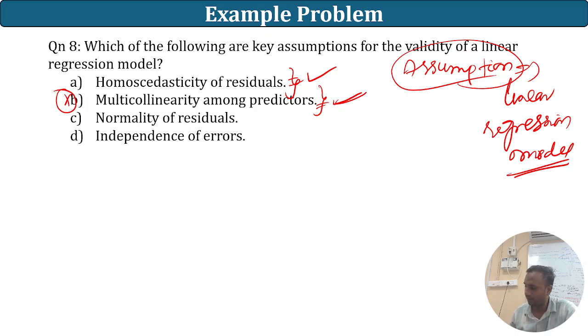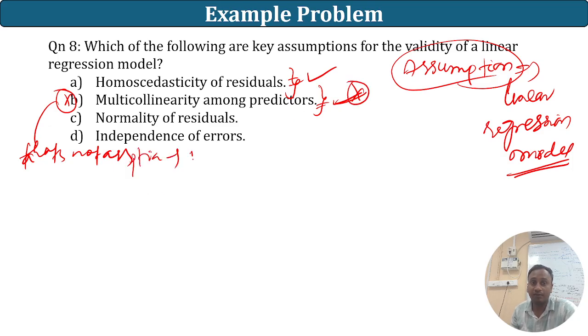Sorry, that's not an assumption. It's wrong. It will violate the assumptions. Normality of the residuals? Yes, it should be. Independence of the errors? It should be. So our options are A, C, and D.